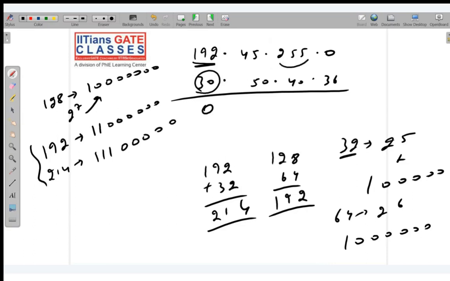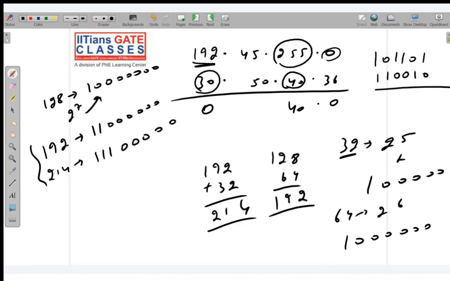Now 255 and 40, all ones are there, so 40 is copy pasted. Then 36 and 0, 36 will be copy pasted. 45 and 50, we have to do it. So what is 45 and what is 50? 45 is 101101, and 50 is 110010. Why? 12 after 1 we have 25, 25 after 0 we have 50. So now you have to do it. No shortcut here. So we will get this, that is 32. Is it okay? Yes, sir.